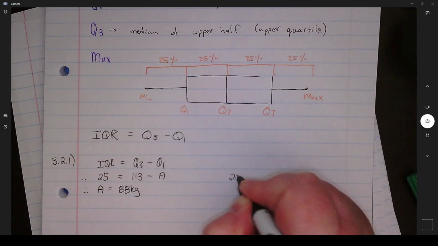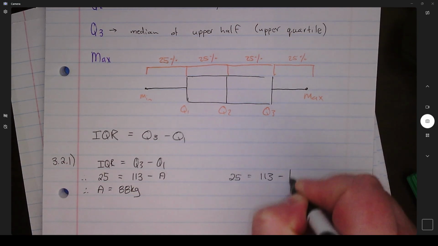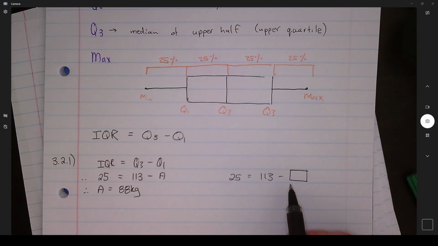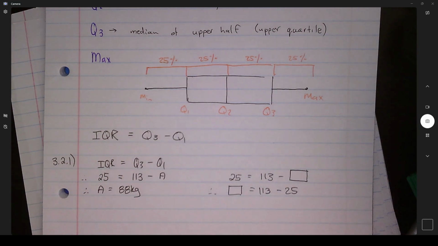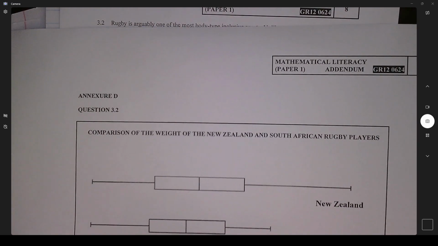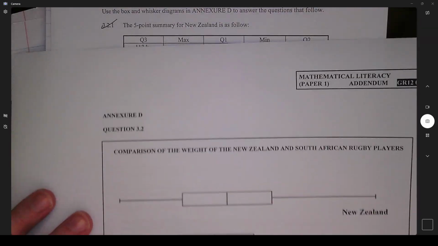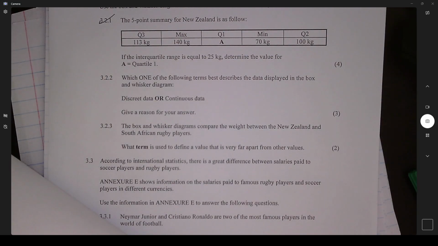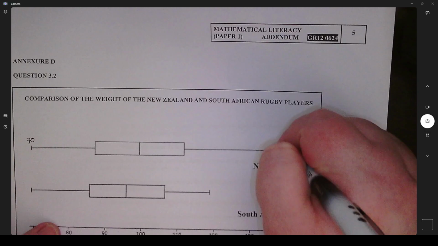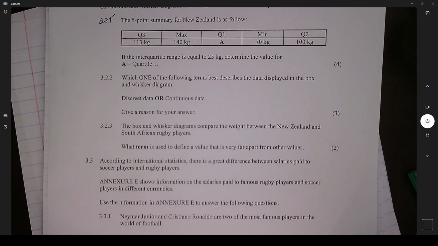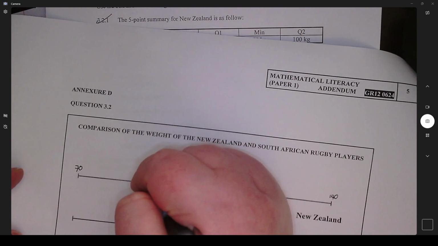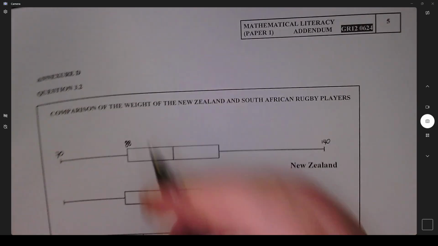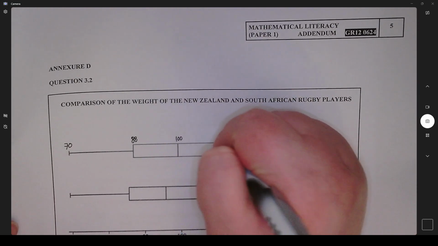Again, if you're unsure why we did this the way that we did it, think of it in this way. This would mean that the box is the difference between 113 minus 25. I can now fill in these values on the actual box and whisker graph. That was the minimum. The maximum was 140. The quartile 1 was 88. We just worked that out. Quartile 2 was 100. And this was 113.